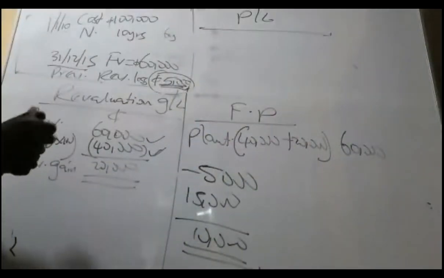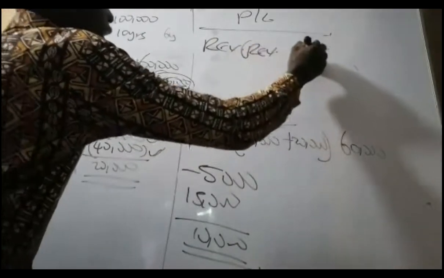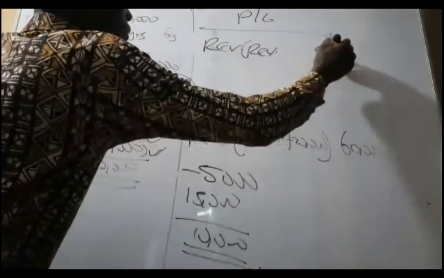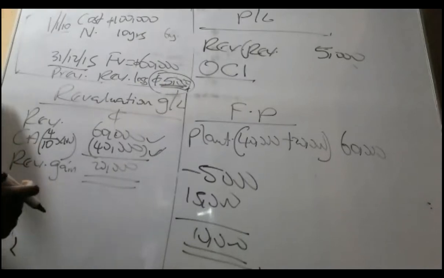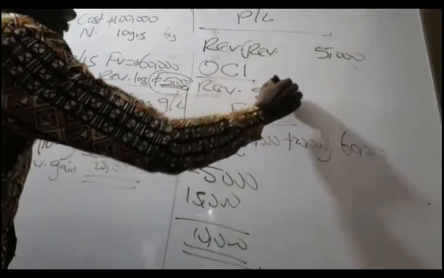Next, what we do in the P&L, we record revaluation gain of what? 5,000, in brackets, reversing the loss. So 5,000 must be released. So I've released 5,000 to the profit and loss. Then second, I'll go to OCI. If there's any balance, I record it in the OCI. So in the OCI, I'll record what? Revaluation gain of what? How much did I record?